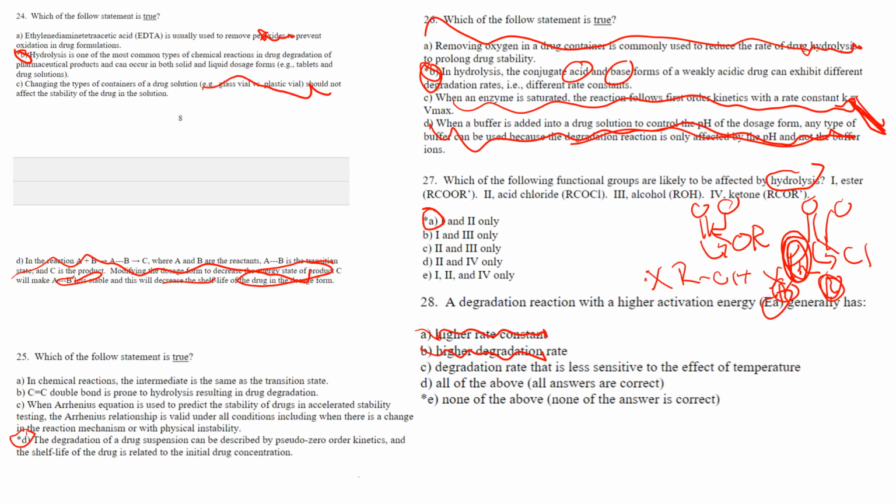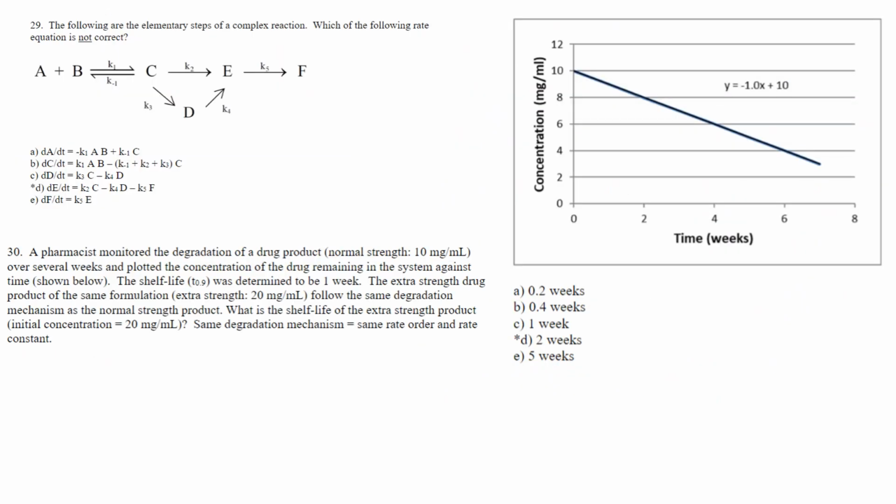Degradation rate is less sensitive to effective temperature. This is wrong, kind of with what we were talking about before, right? You need more temperature to make the reaction happen, so it's actually more sensitive to temperature effects. So it's actually E. None of the above are correct. And then finally, last slide.